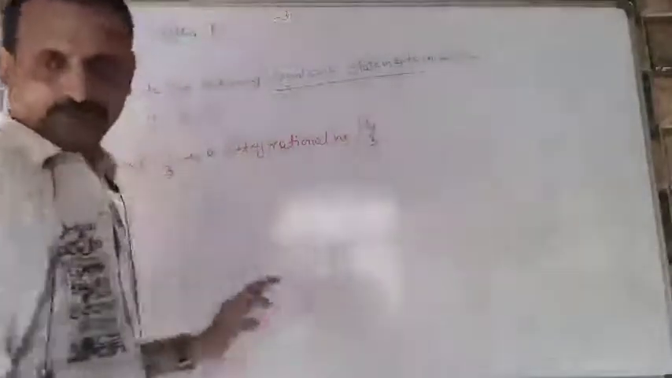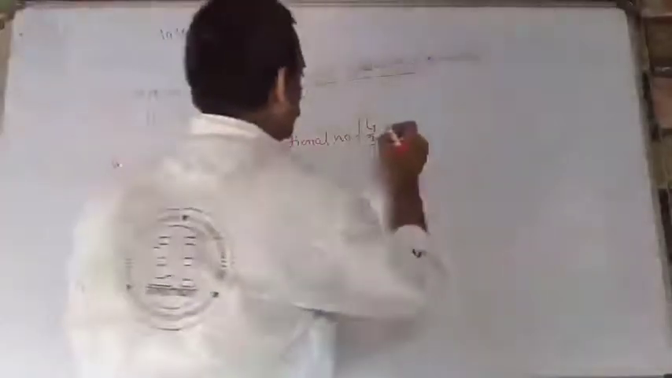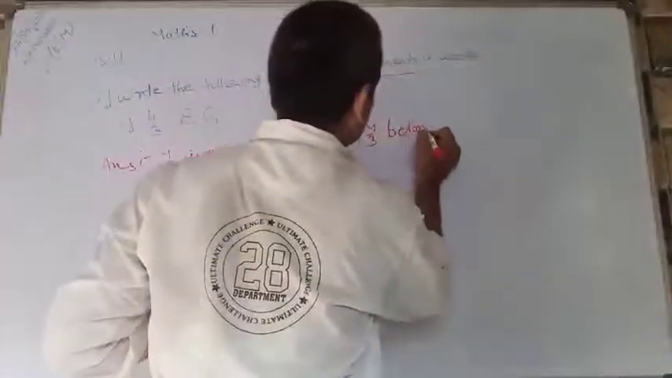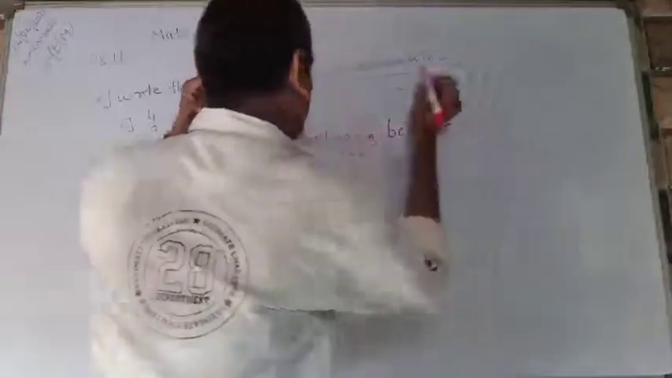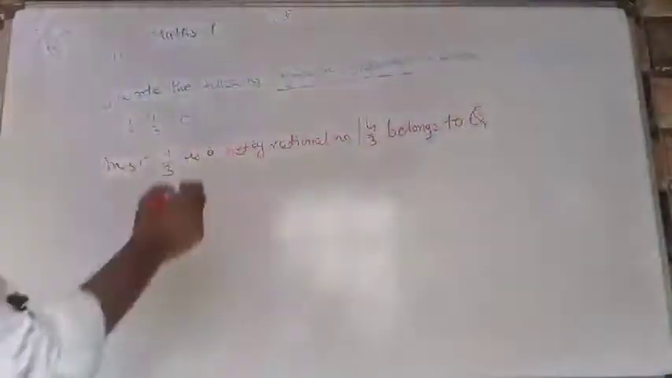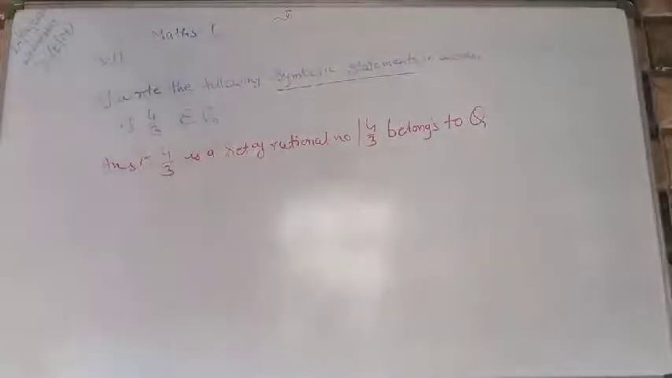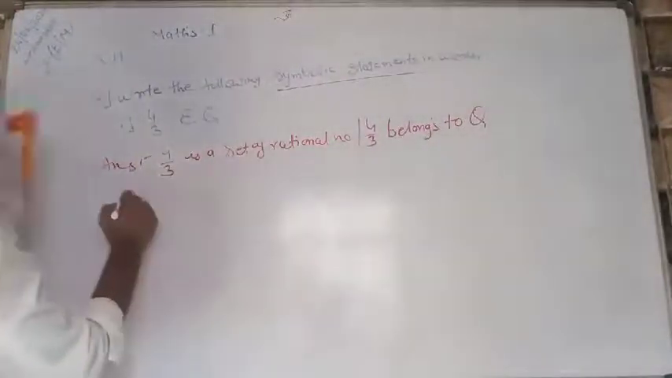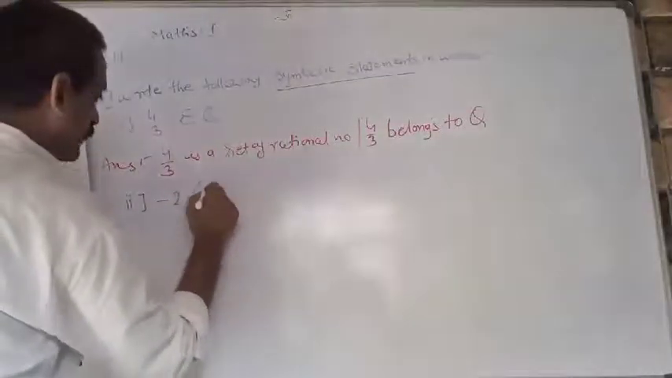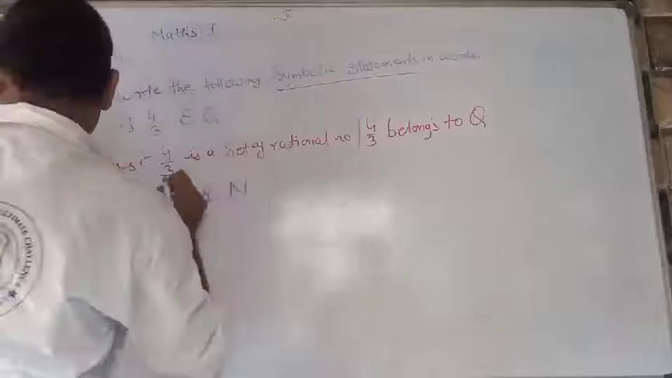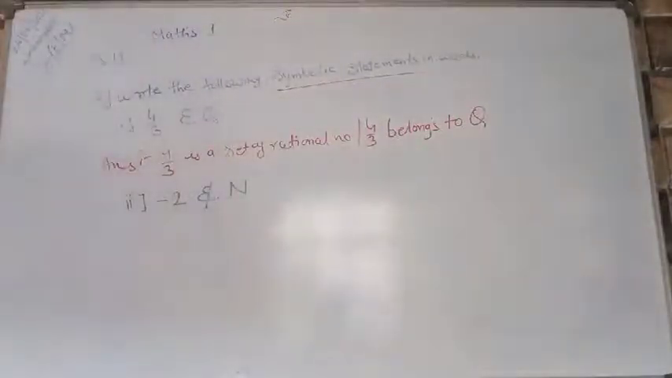4 upon 3 belongs to Q, right? The second question is -2 is not an element of Q.